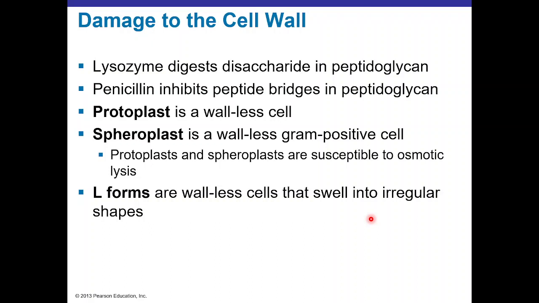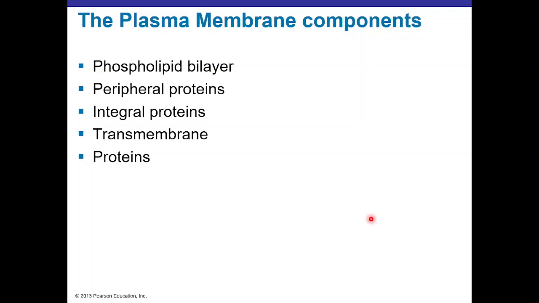Now, when you have weakened the cell wall, these protoplasts or spheroplasts can burst because they are susceptible to osmotic lysis. Other bacteria can swell into irregular shapes, and they will be called L forms. But not because they take an L shape, it's just because they were discovered in the Lister Institute. So those are the characteristics of the cell wall.